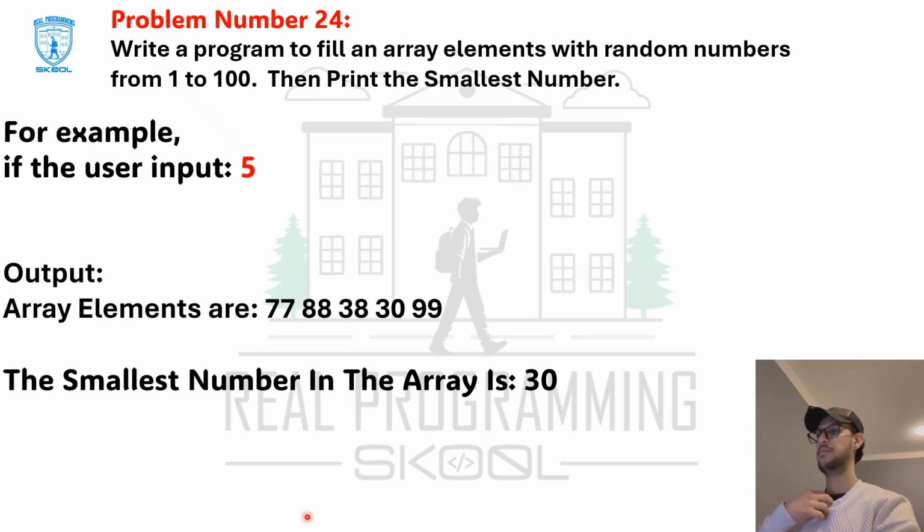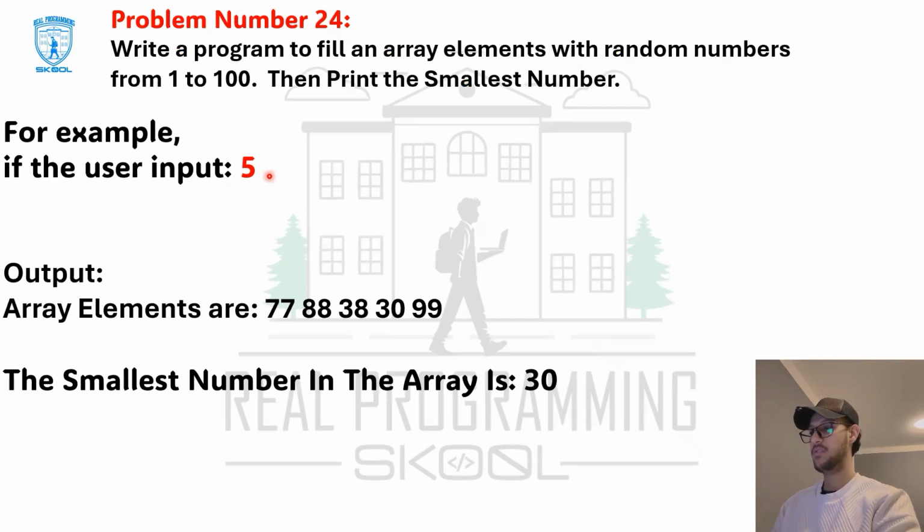Today we're going to have problem number 24. It's about writing a program to fill an array's elements with random numbers from 1 to 100, then print the smallest number. In the previous one, we wanted to print the biggest number, but this time we want to print the smallest number in the array.